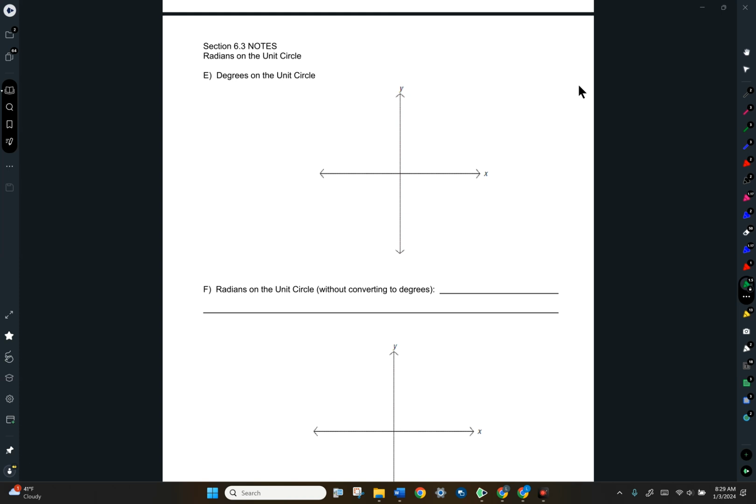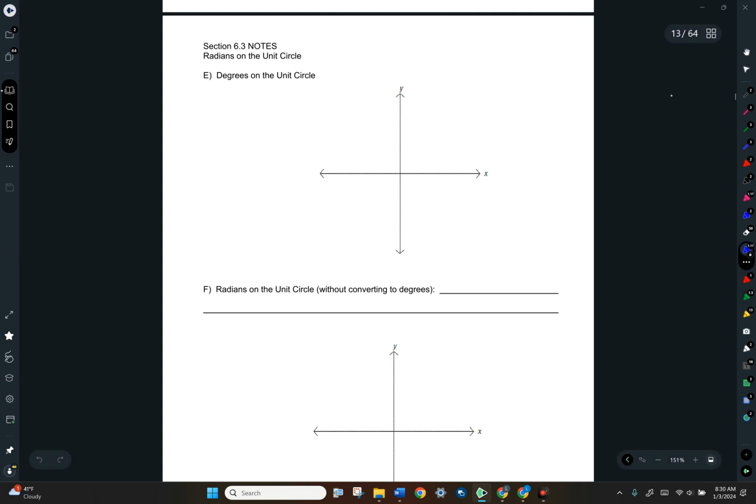So this is section 6.3 in Precalculus, and we need to talk about the idea of degrees and radians. Now that you know angles can be measured both ways, degrees and radians, let's think about what that looks like on an XY axis.